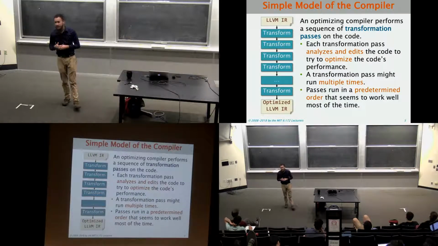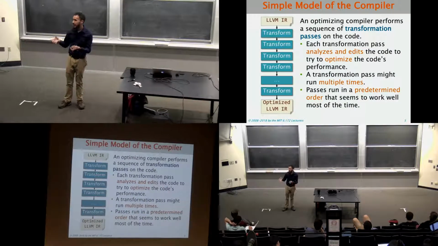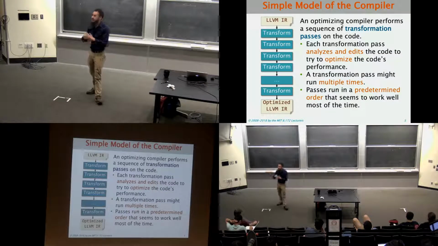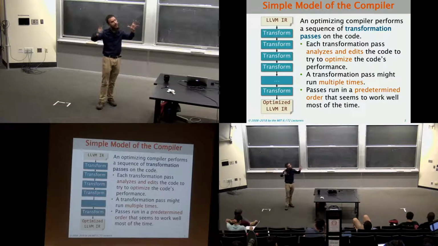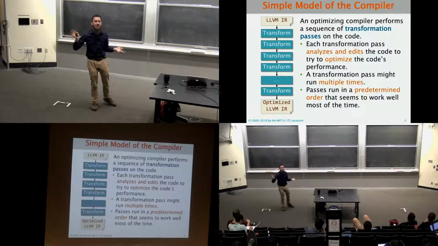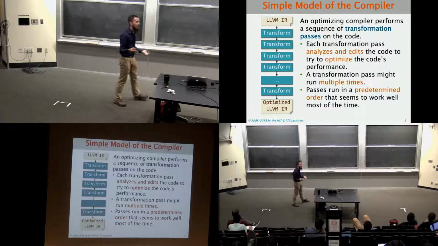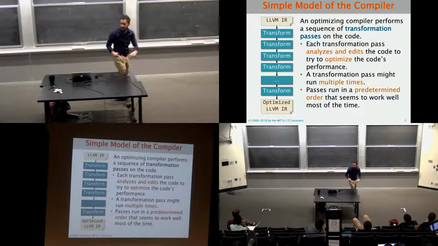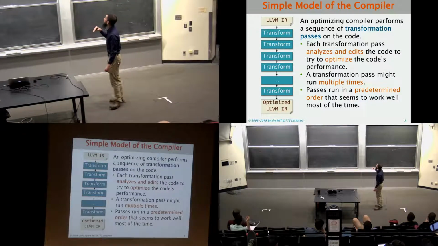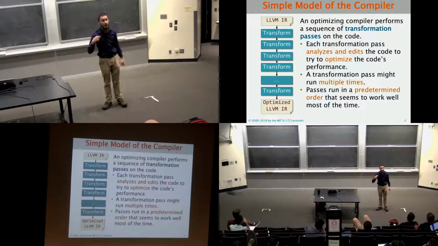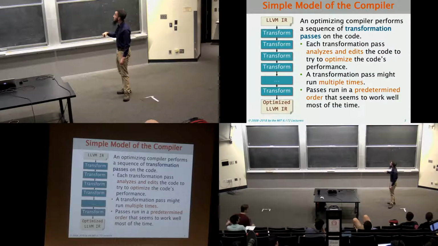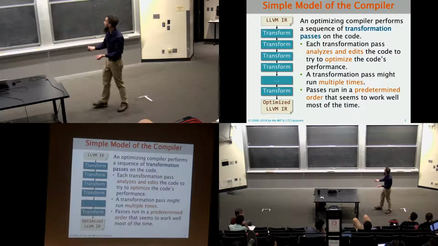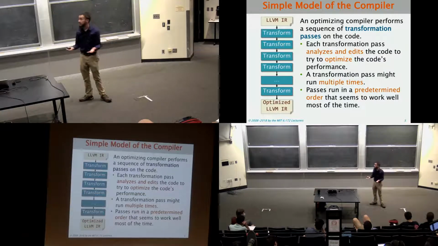So the first thing to understand about a compiler is a basic anatomy of how the compiler works. The compiler takes as input LLVM IR, and up until this point, we thought of it as just a big black box that does stuff to the IR and out pops more LLVM IR, but it's somehow optimized. In fact, within that black box, the compiler is executing a sequence of what we call transformation passes on the code. Each transformation pass takes a look at its input and analyzes that code, and then tries to edit the code in an effort to optimize the code's performance.